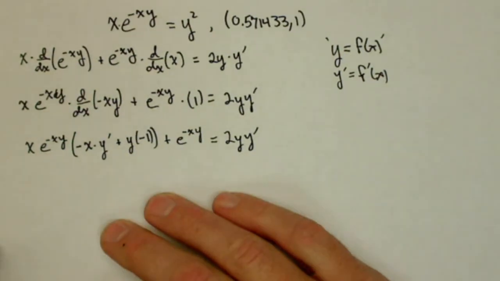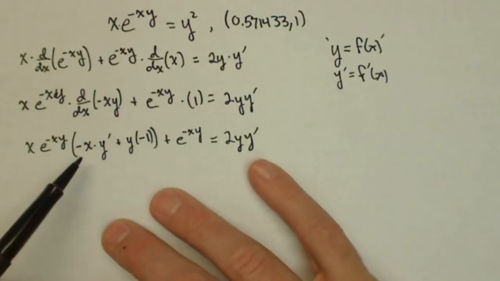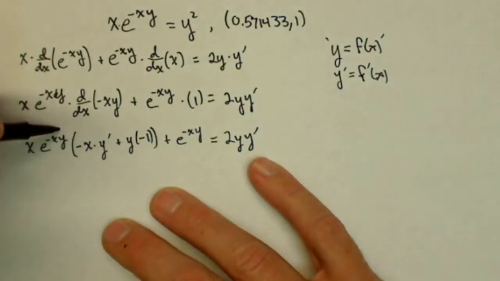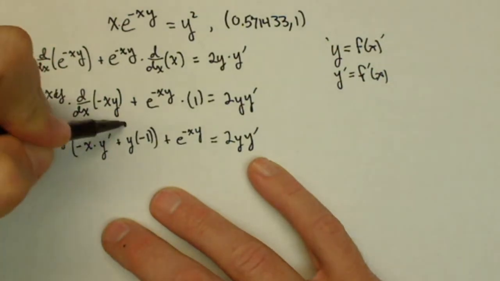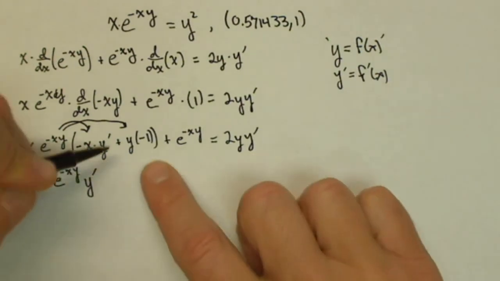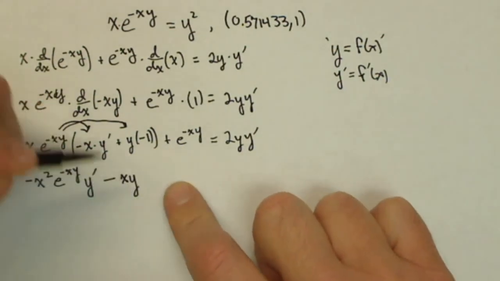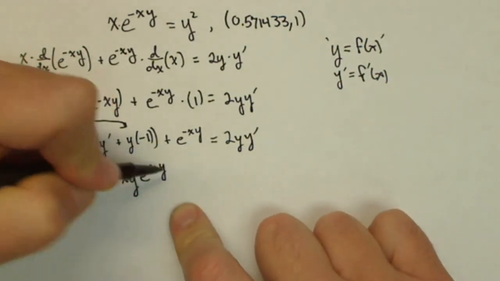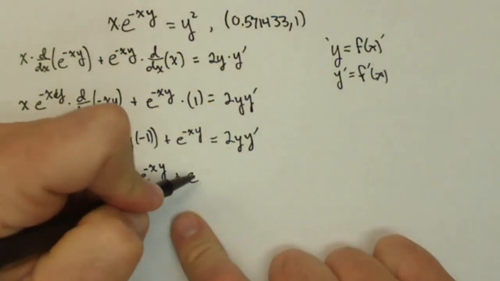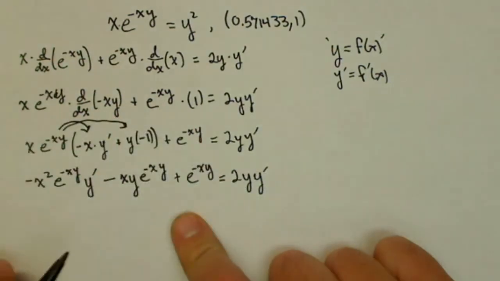Now whenever possible, we want to solve explicitly for y prime. It's going to be possible in this one because we can get the terms with y prime on the same side, but first we're going to need to get rid of these parentheses. So let's distribute that term here. So right here, we're going to have an x times an x, so we're going to have negative x squared e to the minus xy, y prime. And when we do this term, I'm going to put the negative out front, xy e to the negative xy, plus e to the negative xy equals 2y y prime.